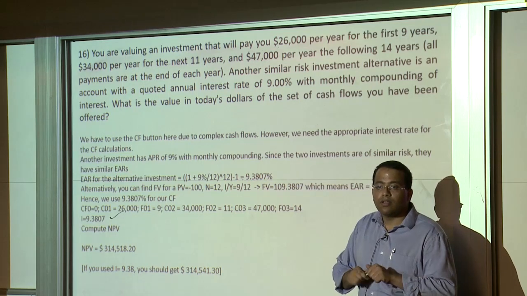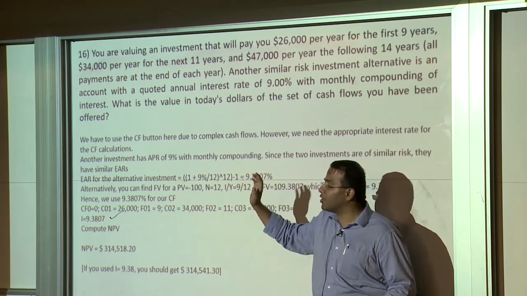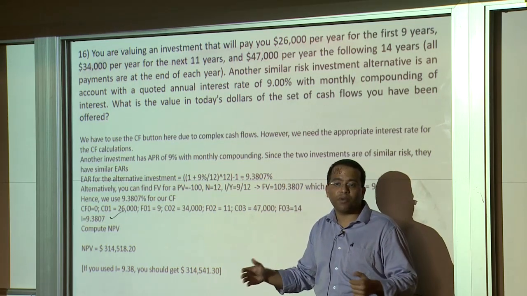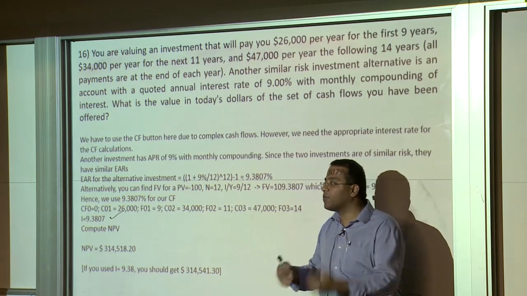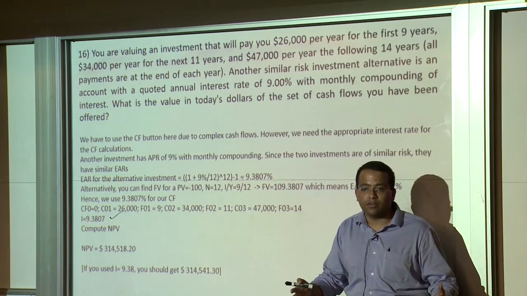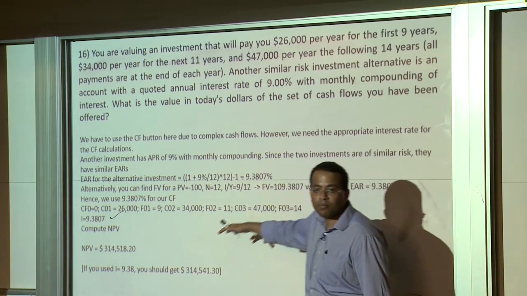Where's the 0.3807 coming from the 9%? The 9% was an APR, but that's happening at a compounding period of 1 month. This compounding frequency is monthly. So you have to find out what is the effective rate for the year. And the effective rate for the year is 9.38%, 9.3807. The EAR.